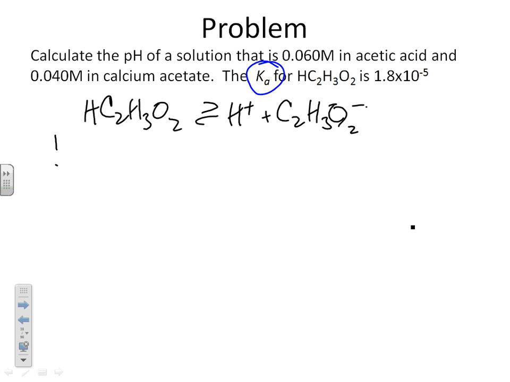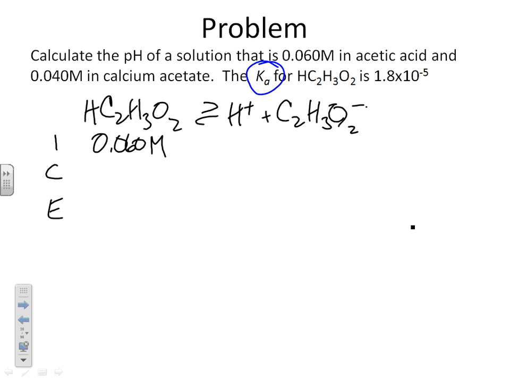And then we're going to fill out the ICE chart. So what do we have in our beaker? We've got acetic acid, that's 0.06 molar. And then we also have in our beaker calcium acetate. Hopefully you're thinking that this is calcium and acetate, because that's what calcium acetate is. You put it in solution, it's ionic, it's soluble, so it will dissociate completely. You no longer have calcium acetate, you have calcium ions and acetate ions. The calcium ion does nothing, it's not a common ion for this equilibrium problem, but the acetate ion is.